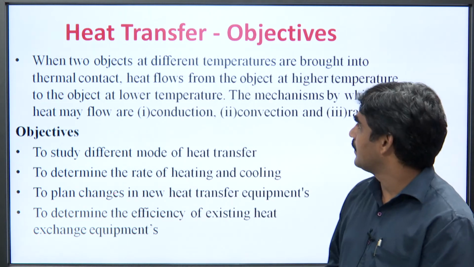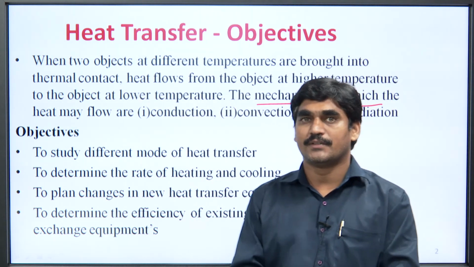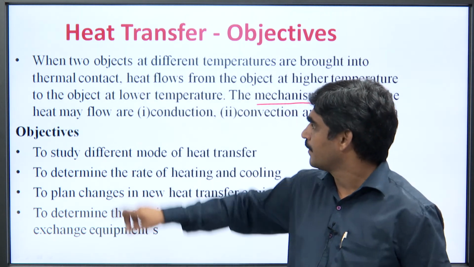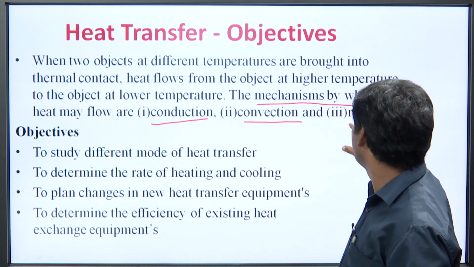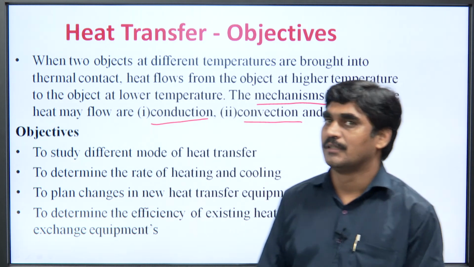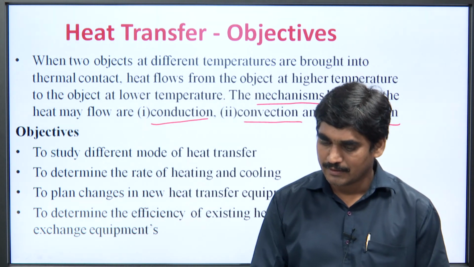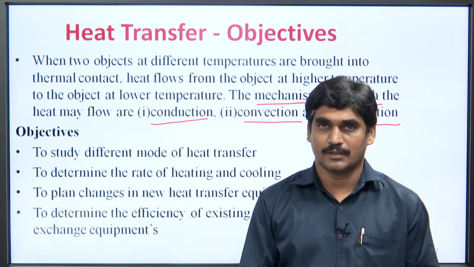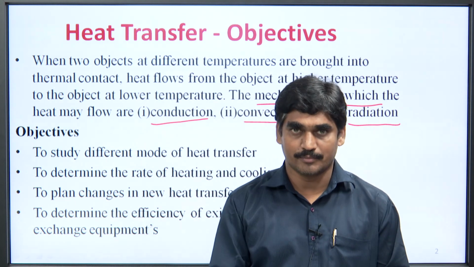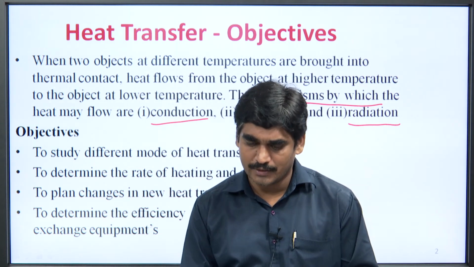So, there are three mechanisms by which heat flow may take place. First one is conduction, convection and radiation. So, these are the three mechanisms by which heat transfer takes place or heat flows from one object at higher temperature to an object at lower temperature.